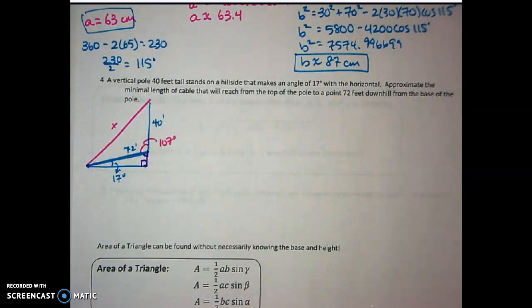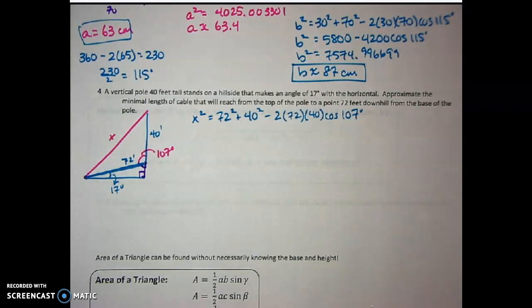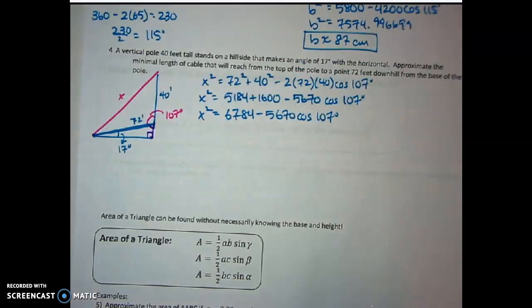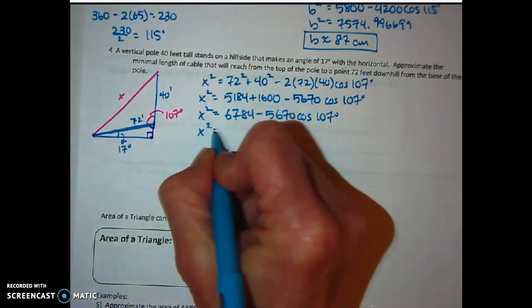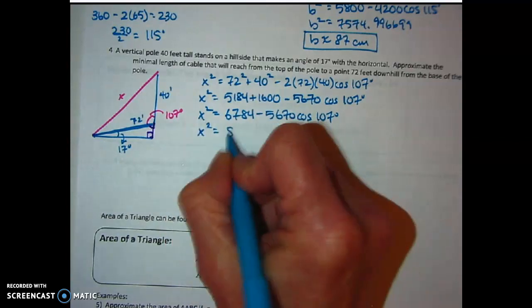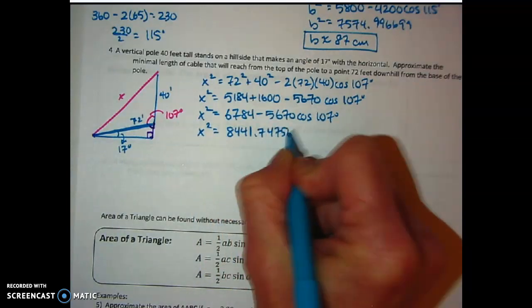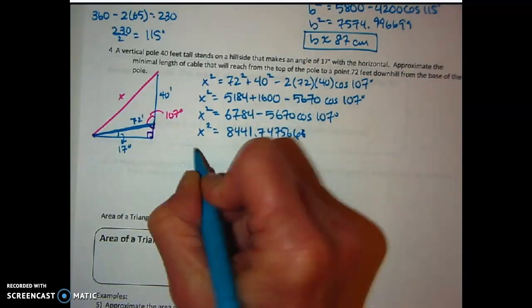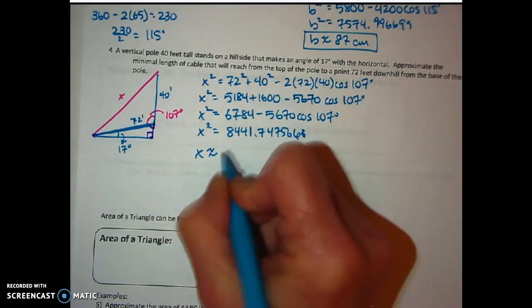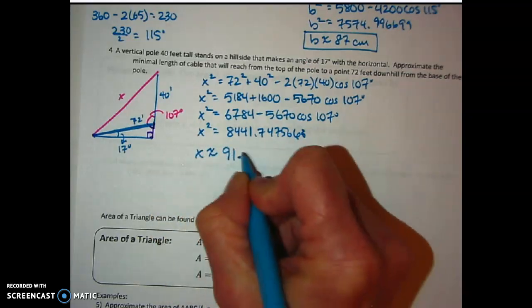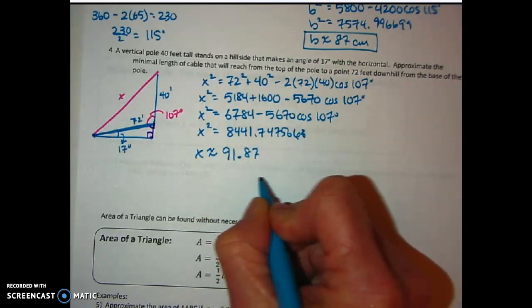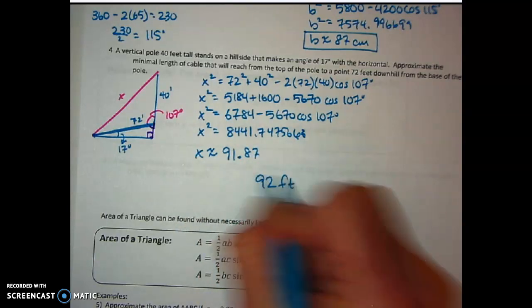Now I'd like you to pause the video and set up your law of cosines to find out how long that cable needs to be. And here we have plugged everything into our law of cosines. And so now we just need to square our numbers and simplify the right-hand side. Simplifying this a little bit, and then when I plug this into my calculator, I'm going to get that x squared equals 8,441.747566. And when I take the square root, I see that x is approximately 91.87. So I could say that my cable needs to be about 92 feet long.